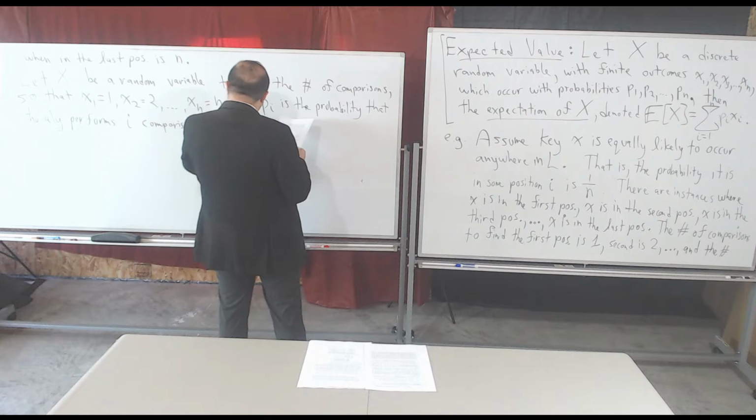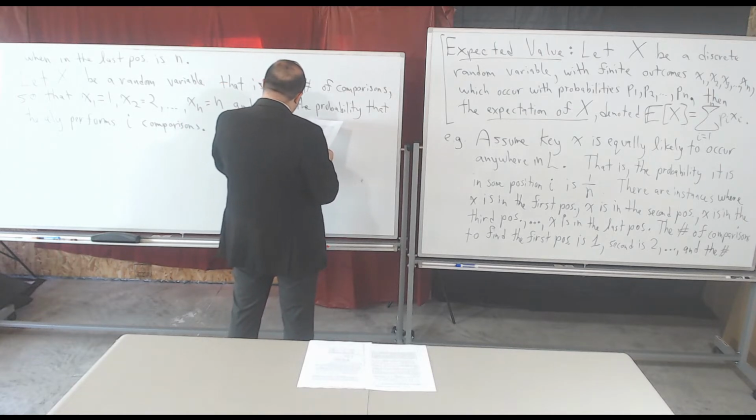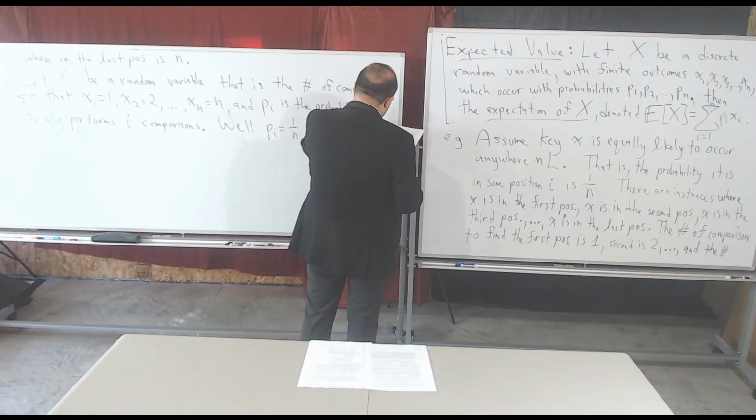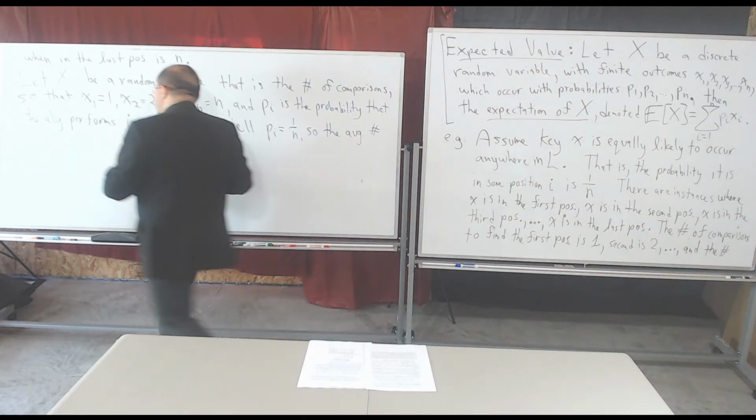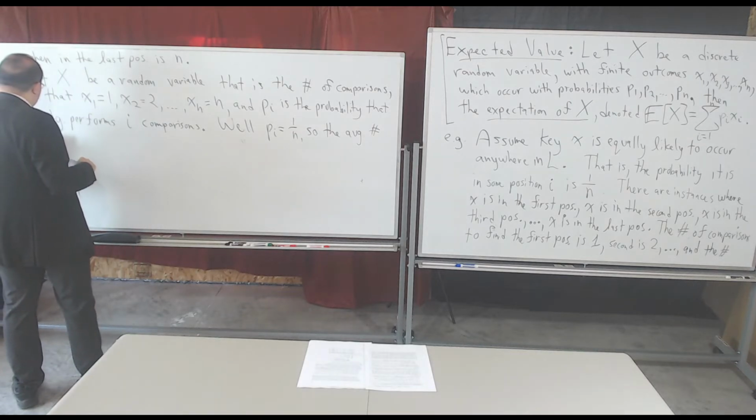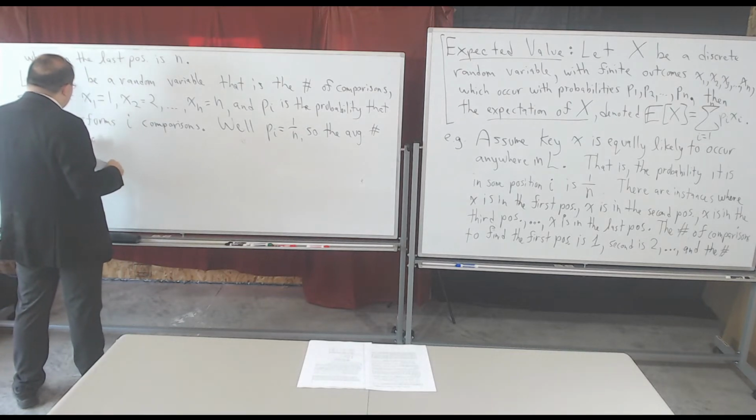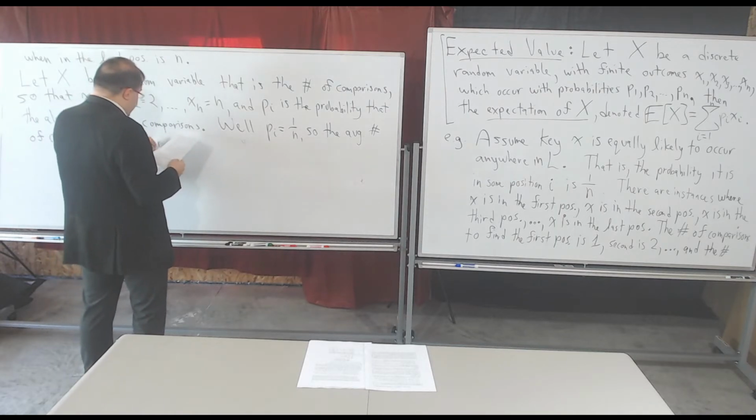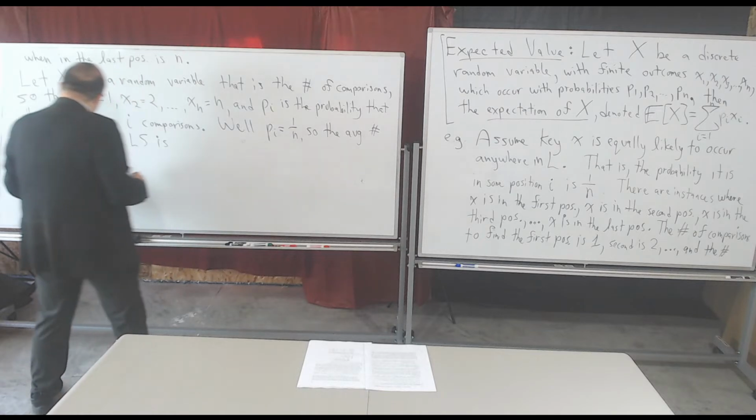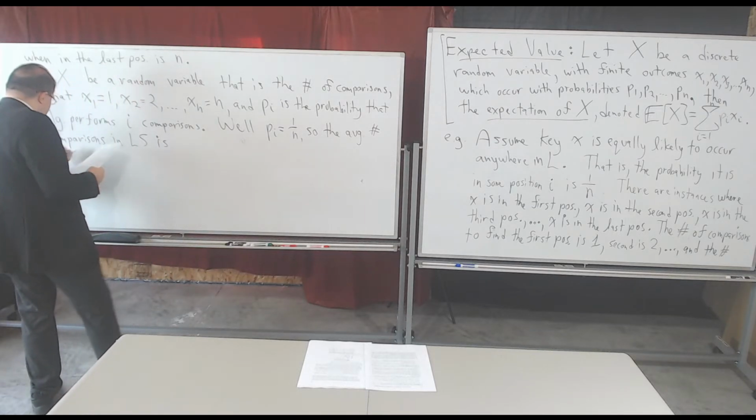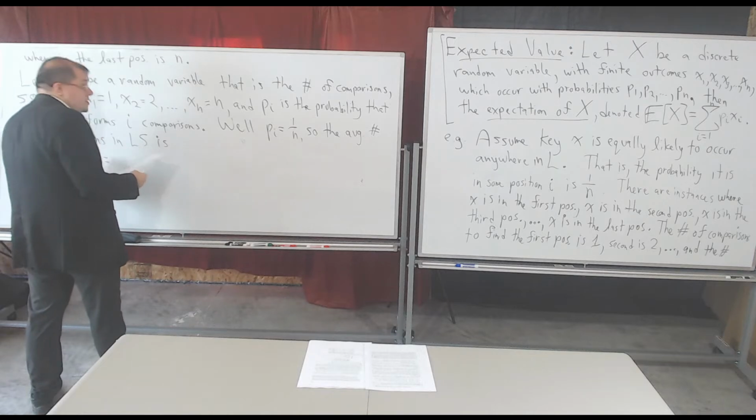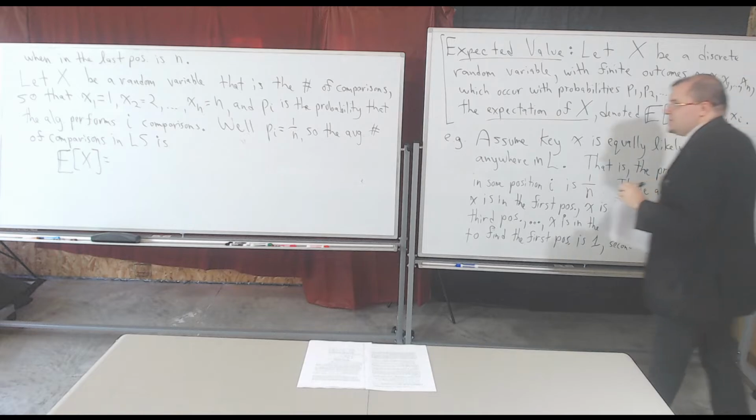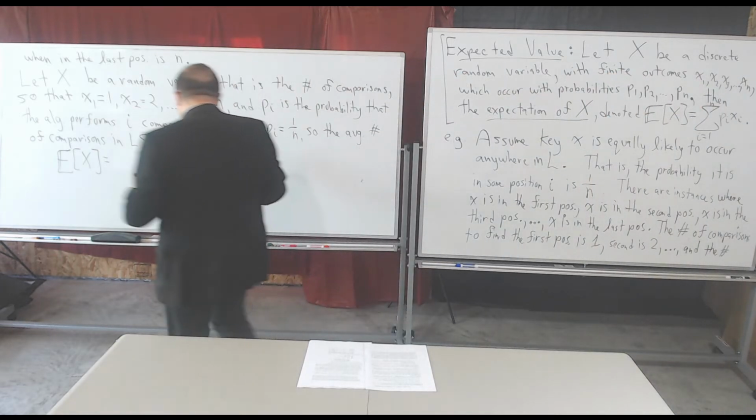So, well, p sub i is equal to 1 over n. So the average number of comparisons in linear search is the expected value of x, which I'm just going to invoke the definition. Remember, we always go to the definition. This is the definition here. So I'm just going to plop that in, and then I'm just going to massage it a bit.